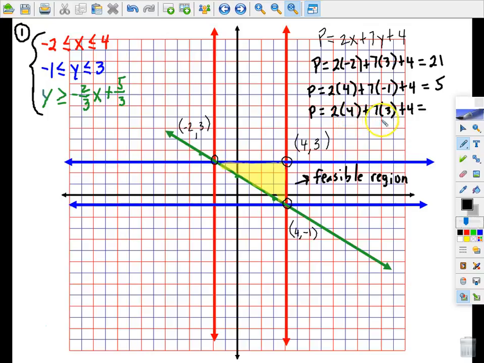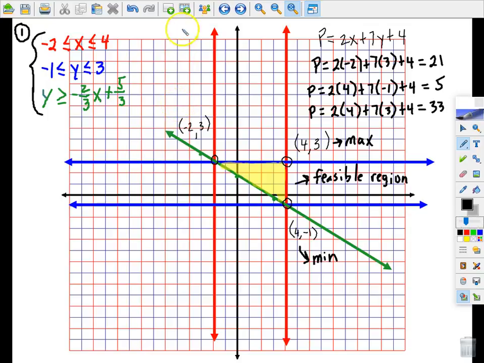So this is 8 plus 21, which is 29, plus 4, which is 33. Okay, so the ordered pair that gave us the maximum value for p is the ordered pair (4, 3). And the one that gave us the minimum, the smallest number for p, ended up being the ordered pair (4, -1). And so we are finished with that problem.